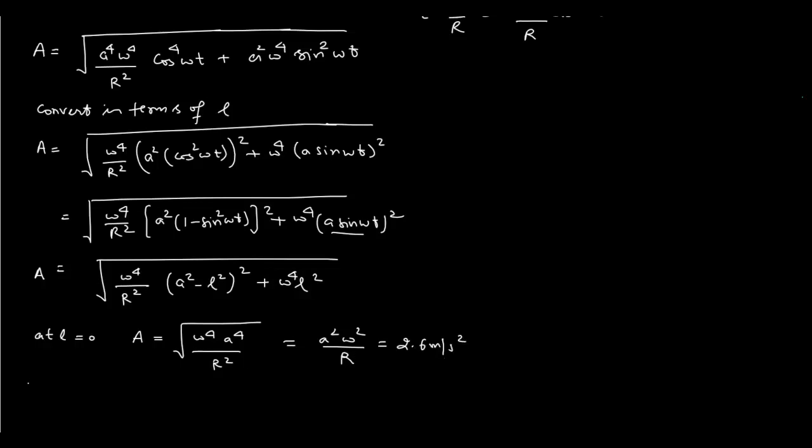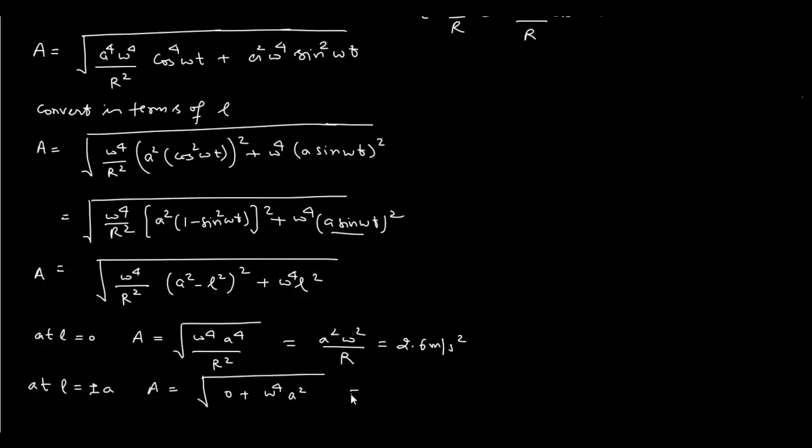And at L = ±a, as we are using L² here, the plus and minus will not affect the situation. Clear? If we substitute this value of ±a here, the first term becomes 0, because a² − L² is 0, and finally we will get 0 plus ω⁴ a². Clear?